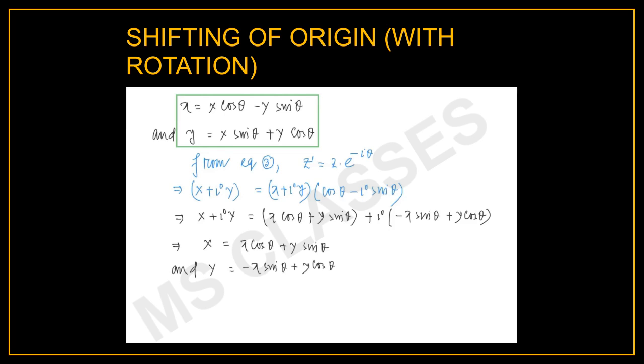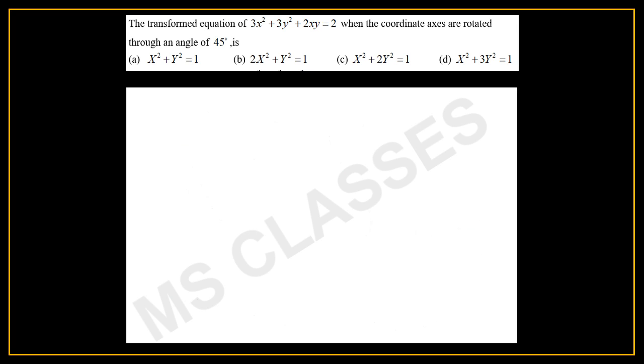So this is what we have got as capital X and capital Y. It is given: if the axis is turned through 45 degrees, find the transformed equation for the equation 3x square plus 3y square plus 2xy equal to 2. Here basically it is said that there is an equation given. So the given equation is 3x square plus 3y square plus twice xy equal to 2.